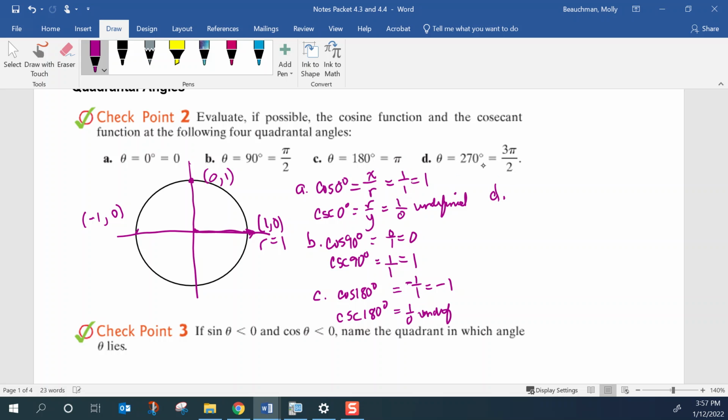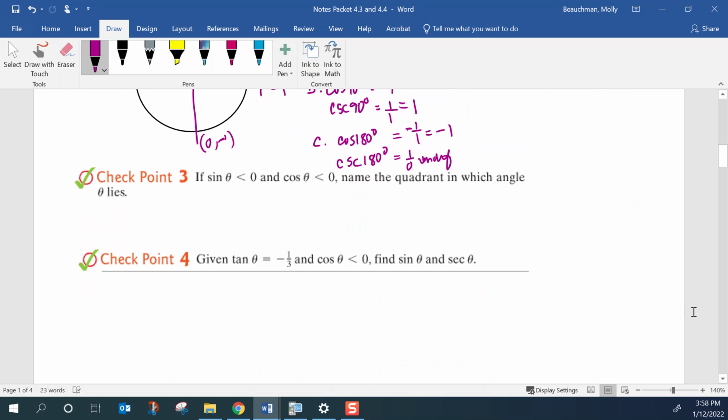D, the last one, at 270 degrees, our coordinate is (0, -1). Cosine of 270 degrees is x over r, so we get 0 over 1, which is 0. And the cosecant is equal to r over y, so that would be 1 over negative 1, which is negative 1. We basically used the coordinates on the unit circle. All right, last couple of examples.